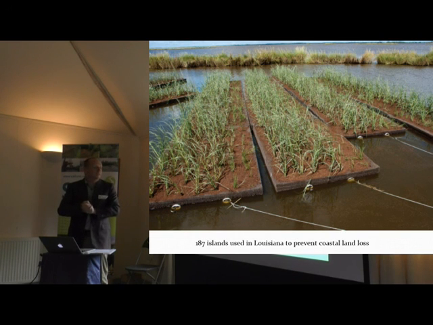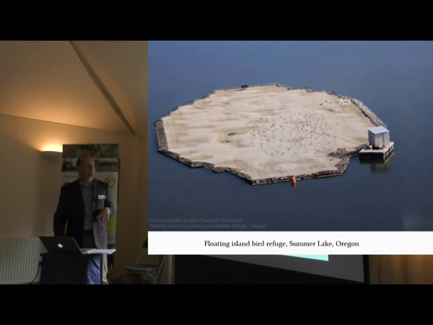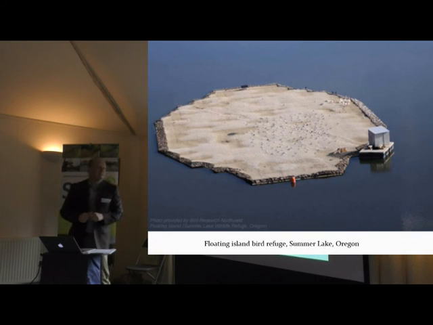So just in the last 30 seconds, just run through a few of the photos from around the world where floating treatment systems are used. So in Louisiana, they've got 187 little islands that are used to prevent coastal erosion. This has not got any vegetation on it, but it's in Oregon, and it's a bird refuge. So it stops people or animals interfering with protected species.